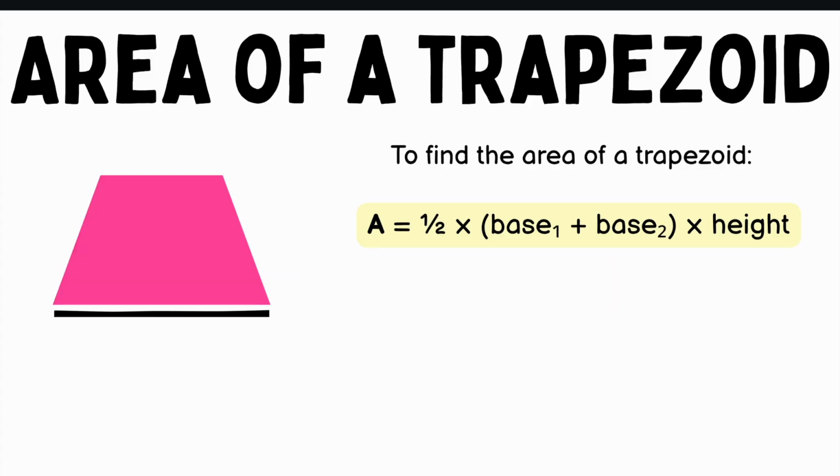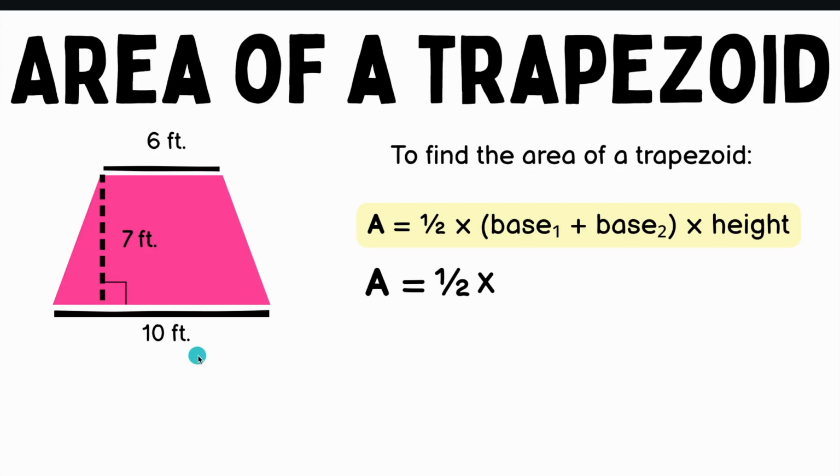Now let's find the area of this trapezoid. Base 1 is 10 feet and base 2 is 6 feet. The height is 7 feet. Let's plug in the measurements. Area equals half times base 1, which is 10 feet, plus base 2, which is 6 feet, times the height, which is 7 feet. Now we have to solve parentheses first.